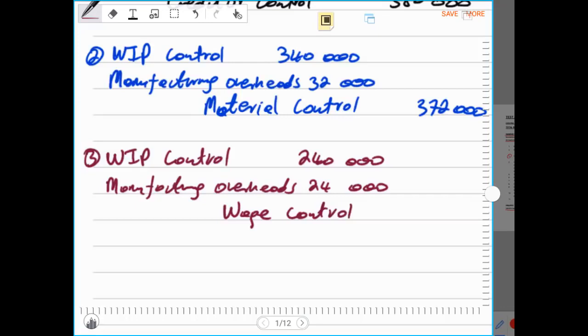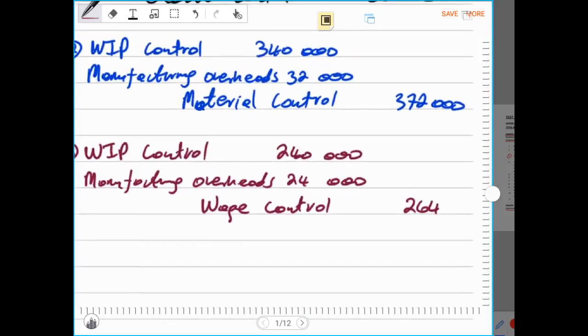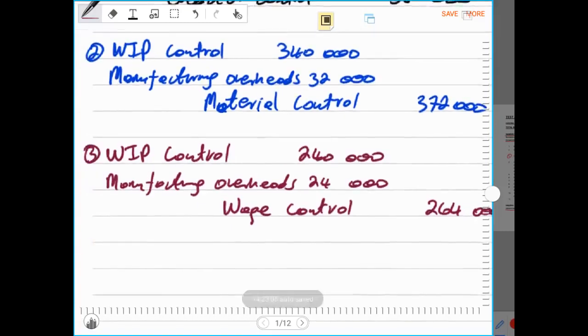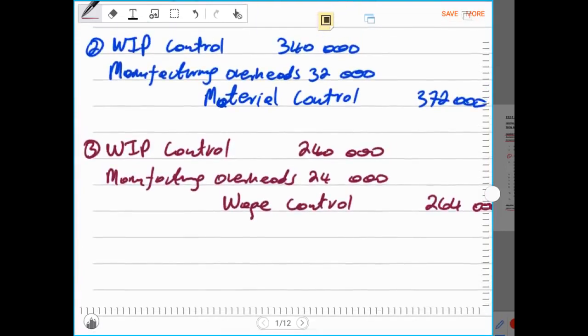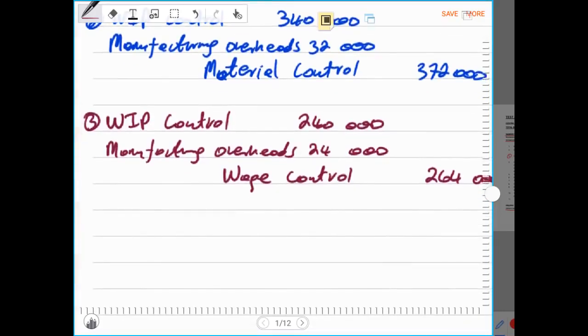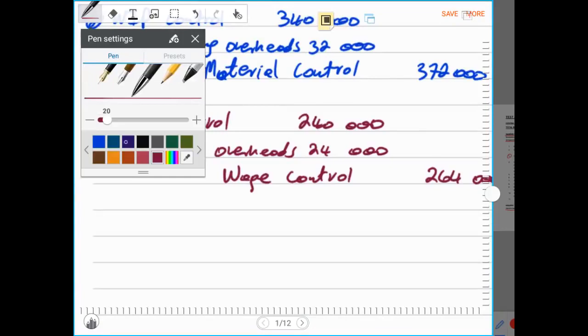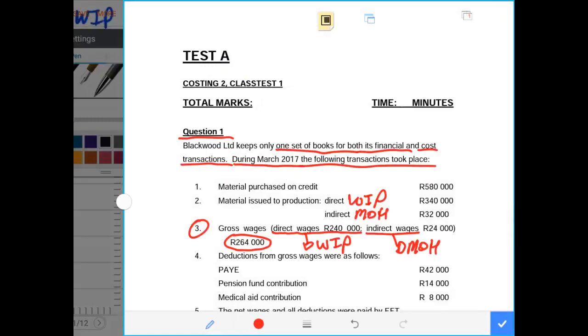So now the total wage control, as they've provided to us, was 264,000 rands, which is the total of all the wages, direct and indirect, recorded on the credit side of the wage control. Then we proceed to the next one. We don't know yet whether this was paid or not paid. We'll take that into account when they tell us so. So far we don't know whether there is any payment or not. Then we go to the next entry that talks about the wages being paid.